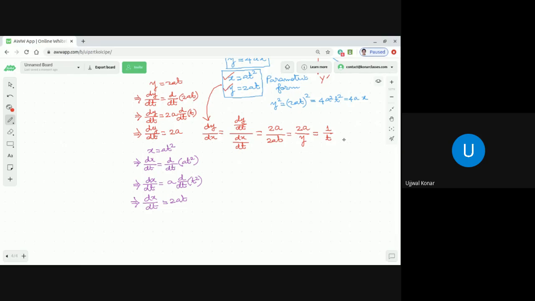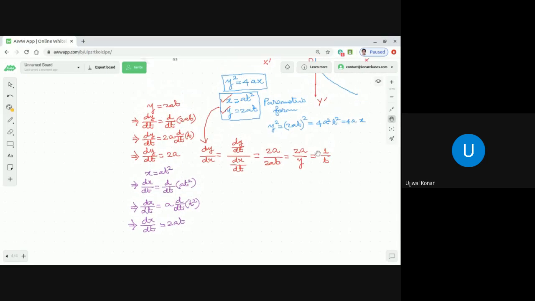Now, I want to show you the same problem in a little different approach. In an implicit form also we can solve this one. Suppose what is given? y square equal to 4ax. So if you see y square equal to 4ax, we can differentiate. What we get? d/dx of y square is equal to d/dx of 4ax.